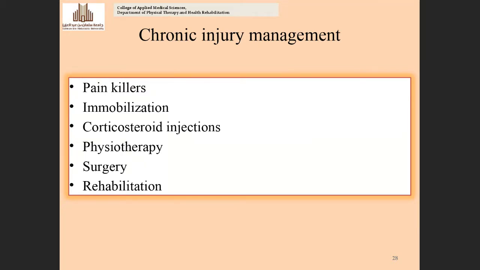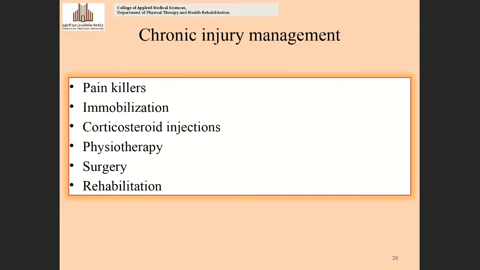What is HARM? H stands for heat. You should not give heat to the area in cases of acute injury. A, do not allow alcohol. R, running, that is, don't give any functional activities. And M, no massage to the particular region.